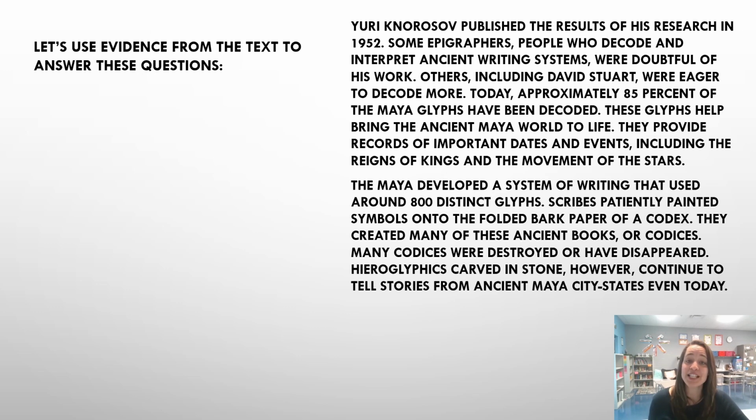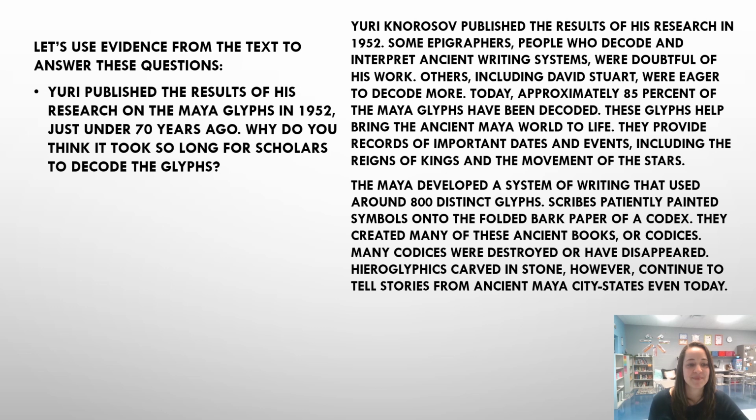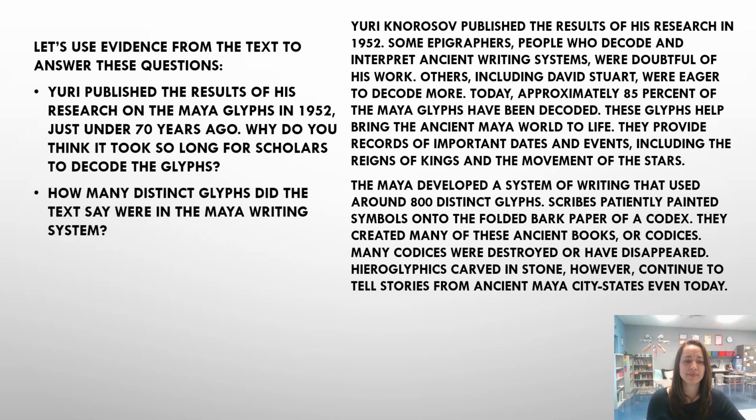Let's continue to use evidence from the text to answer the following questions. Urey published the results of his research on the Maya glyphs in 1952, just under 70 years ago. Why do you think it took so long for scholars to decode the glyphs? How many distinct glyphs did the text say were in the Maya writing system?